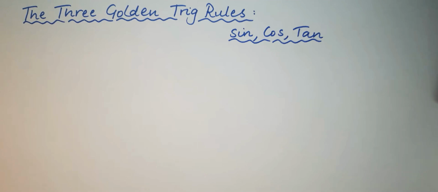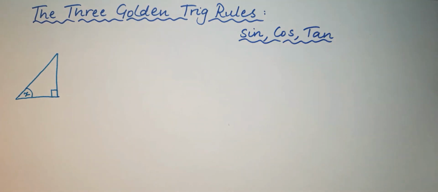In this video, we are going to look at trigonometry. And first of all, we're going to go through sine, cos, and tan. And the first thing that we need to know is how to label our triangles. So here we have a right angle triangle.